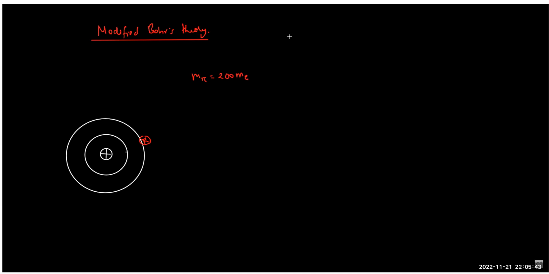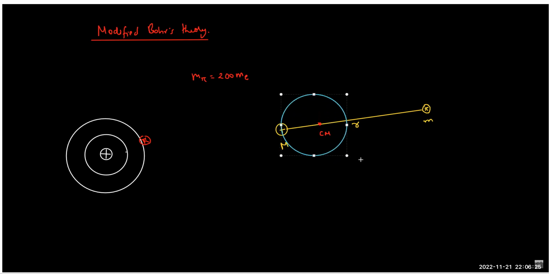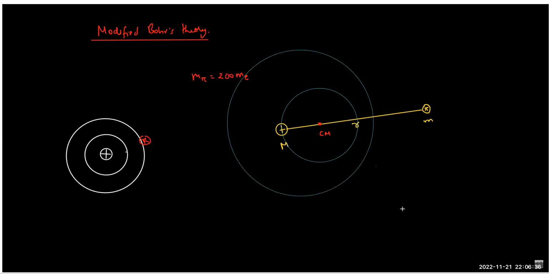And in that case, what I said, the motion will happen around the common center of mass, right? So if you consider the nucleus and this new charged particle, and r is of course the distance of the particle from the nucleus. If I call the mass here as capital M, and this mass as small m, we will have the center of mass somewhere here, right? And therefore both will be moving in concentric circles around the common center of mass. So this one and this one.